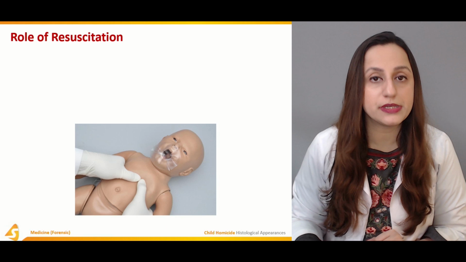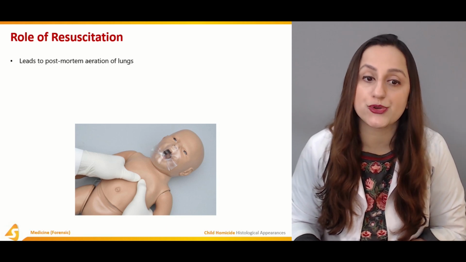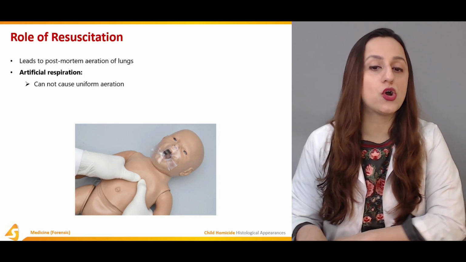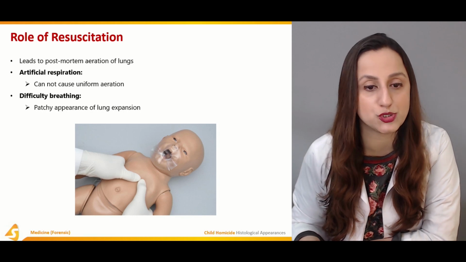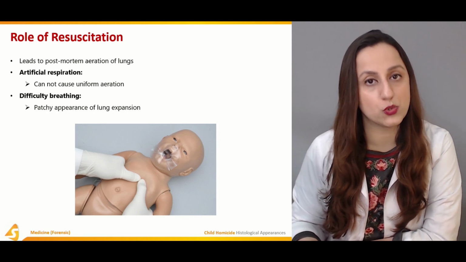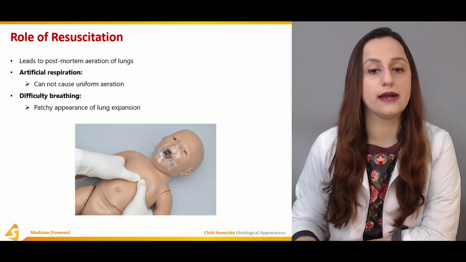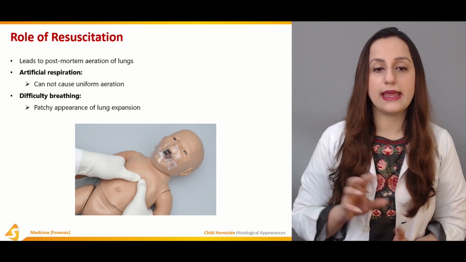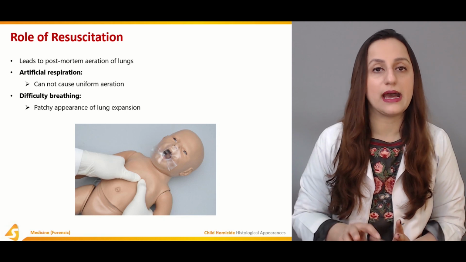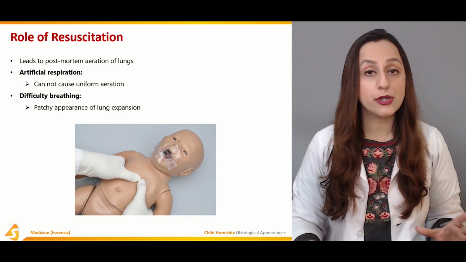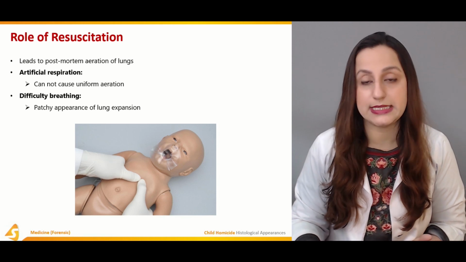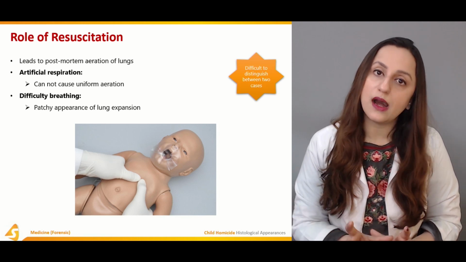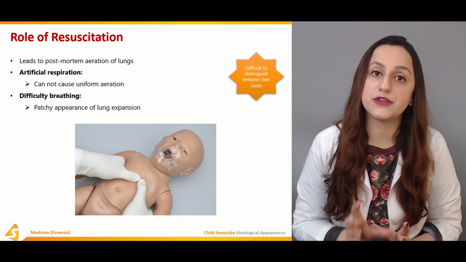Now, the role of resuscitation and how we are going to establish whether resuscitation took place or not. It leads to post-mortem aeration of the lungs, and artificial respiration cannot cause uniform aeration in such individuals. Difficulty in breathing is noticed in such neonates, and a patchy appearance of lung expansion takes place after resuscitation has taken place. So we can have artificial respiration as well as a difficult breathing phenomenon. And how are the lungs going to appear after this difficult breathing phenomenon? It is difficult to distinguish between the two cases, whether artificial respiration was given or whether it was a difficult breathing phenomenon.